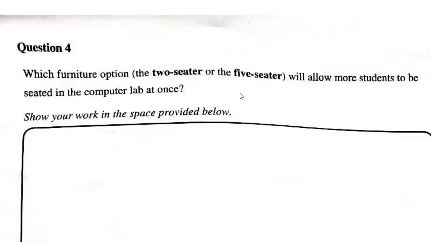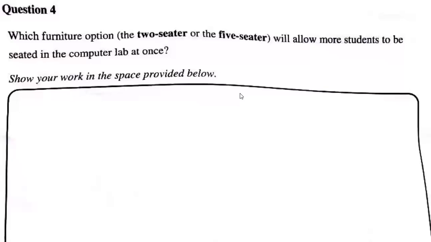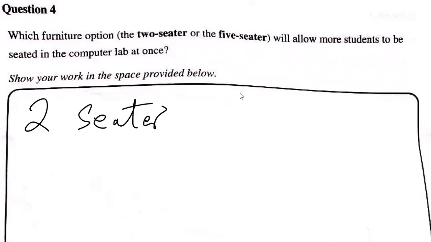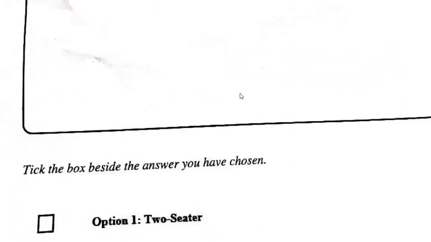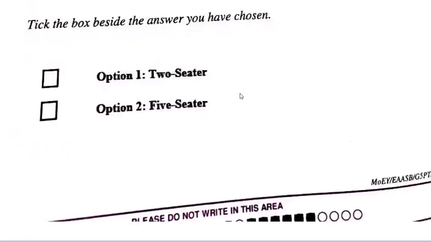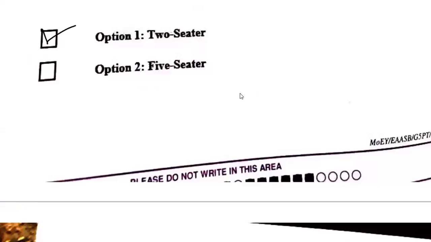Question 4 says, which furniture option, 2-seater or 5-seater, will allow more students to be seated in the computer lab at once? We just calculated that up there. Based on it, it will be the 2-seater since it allowed 60 students to sit at once. So for that option, it would have been the 2-seater. They actually want us to tick it, so let me just tick that option right here.